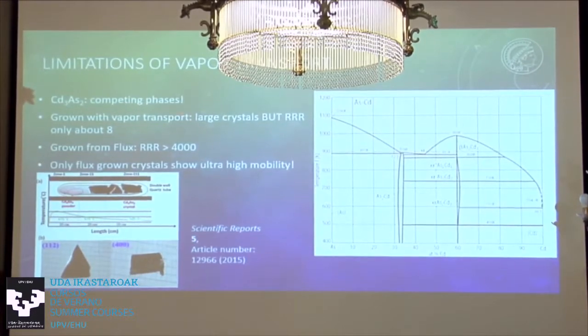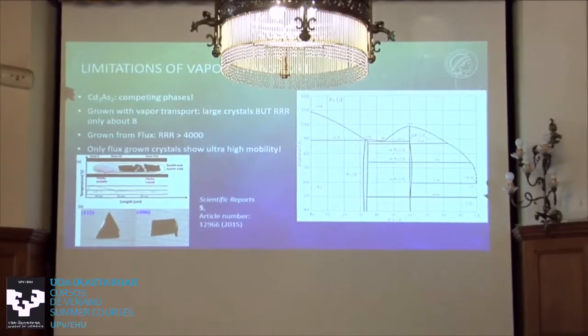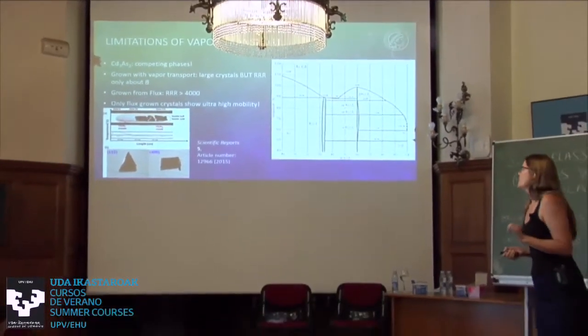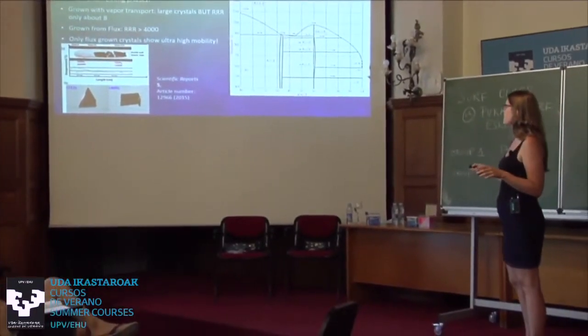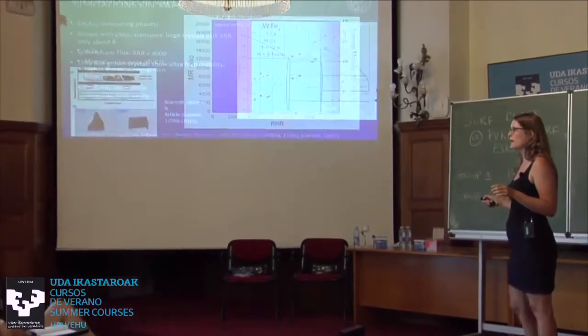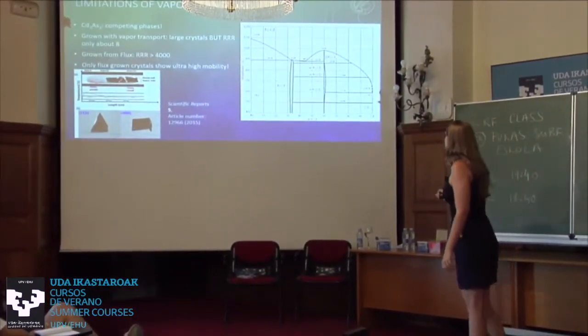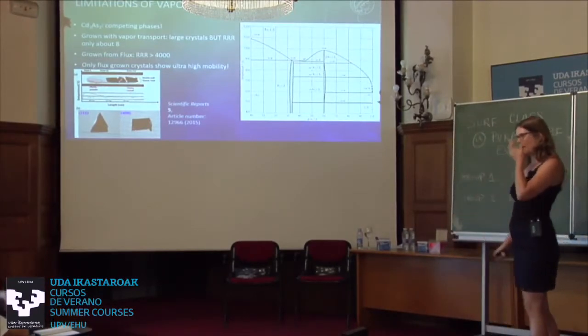And if you grow it with a different method, the flux method, I will explain this method to you in a second, you get much, much, much higher triple R ratios. And so why is that? So only the ones with a high triple R ratio show this really high mobility, what cadmium arsenide is famous for. So, and the reason is, here, this is the phase diagram, the binary phase diagram of arsenic and cadmium.